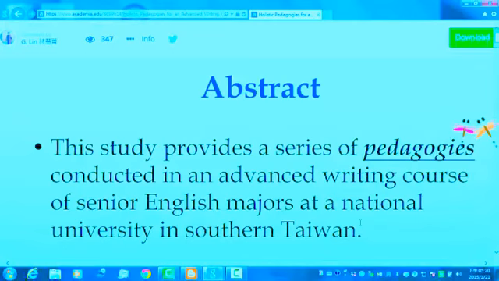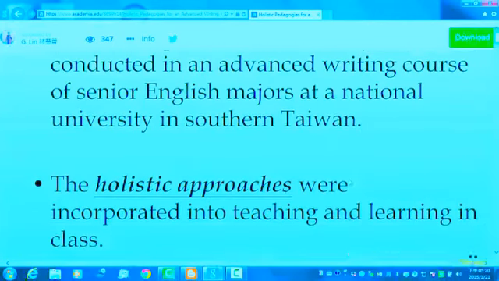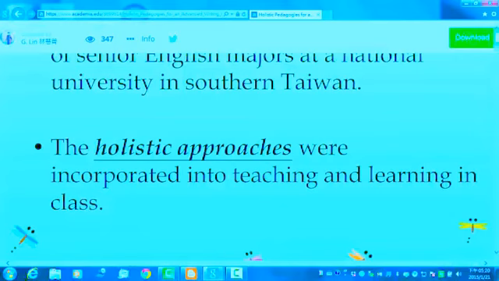So this study provides a series of pedagogies conducted in an advanced writing course of senior English majors at a national university in southern Taiwan. And the meaning of holistic approaches is to integrate four abilities when teaching and learning English in class.